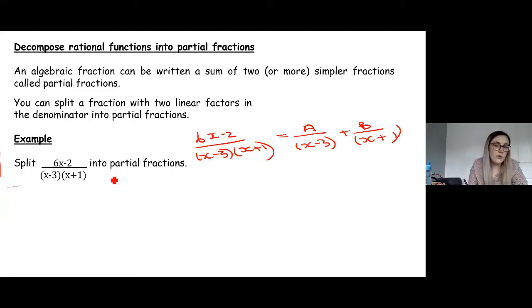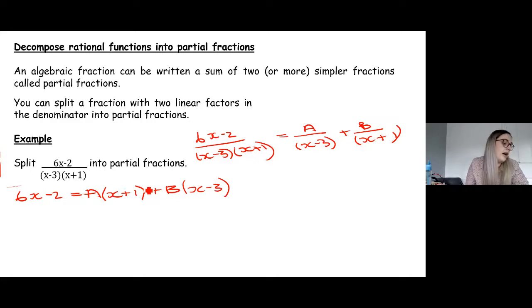Right, so what we're going to do is multiply the left-hand side denominator up and multiply the right-hand side by that left-hand side denominator. When we do that, if I multiply this term by x minus 3 and x plus 1, those x minus 3s are going to cancel, and that's just going to leave me with 6x minus 2 equals a times x plus 1, plus b. Then the same occurs on that one. Now the x plus 1s cancel, and I'm just left with x minus 3.